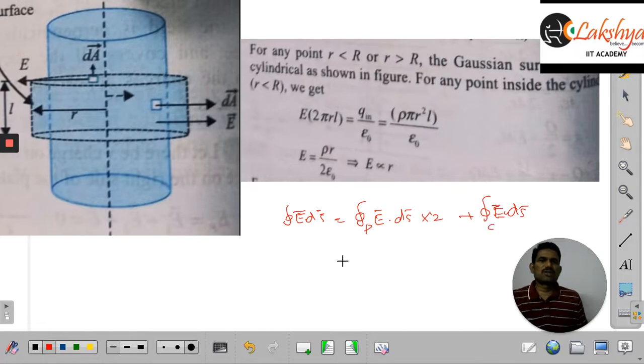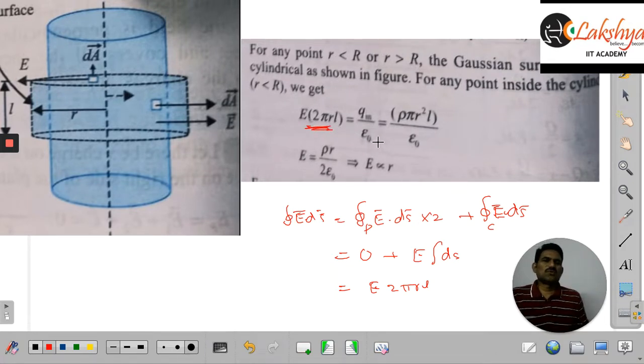This is through the curved surface. Now the flux through the plane surface is 0, plus for the curved surface you can write E into the integral of dS, because both are in the same direction. So I can write this as E into the curved surface area. The curved surface area is nothing but 2 pi RL, so that is E into 2 pi RL.